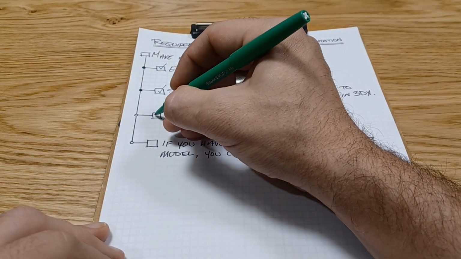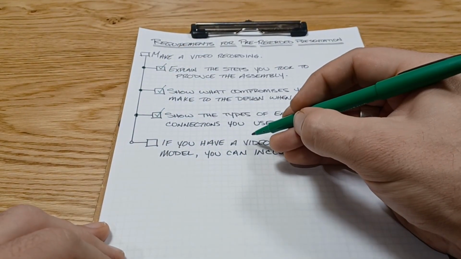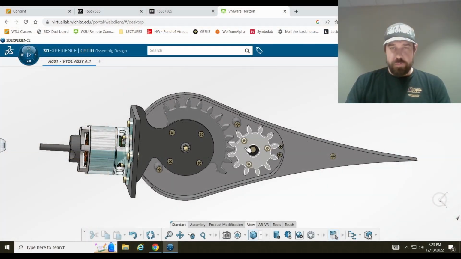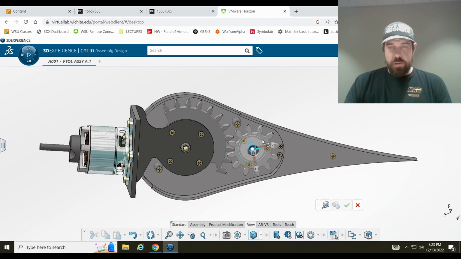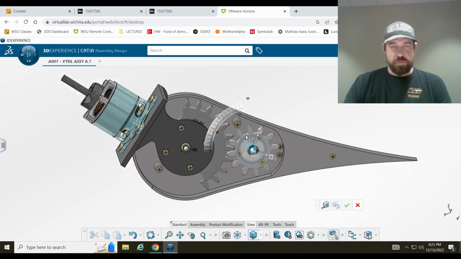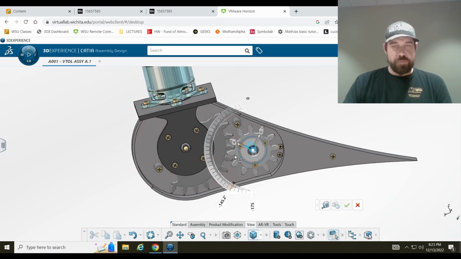All right, one more time back to the checklist. That's the engineering connections, and now we get to do the video animation of the model. So let's go in here. We've already hidden the front cover. I'm going to go ahead and put the robot on the servo motor and begin rotating that. That'll allow this gear to rotate the other, get it up into position for vertical takeoff.